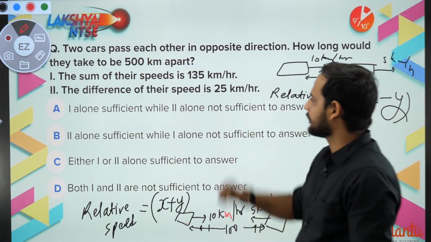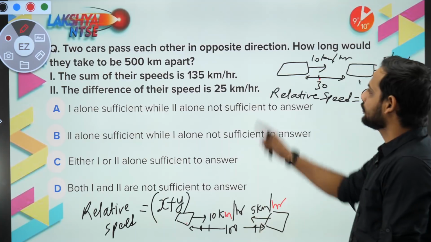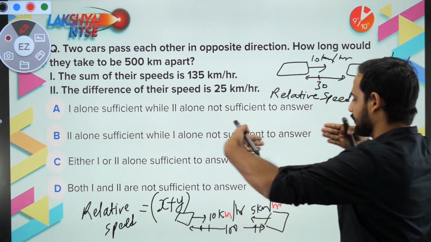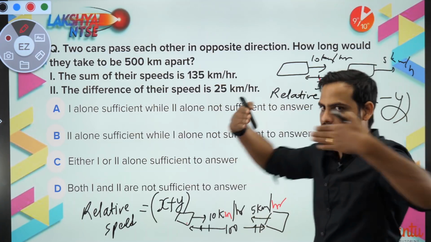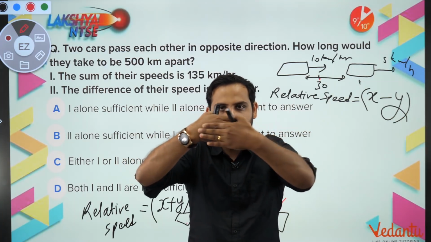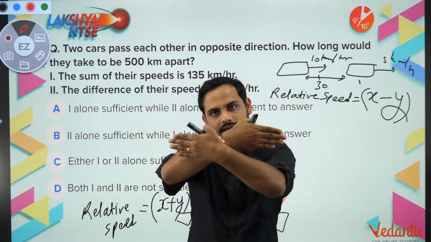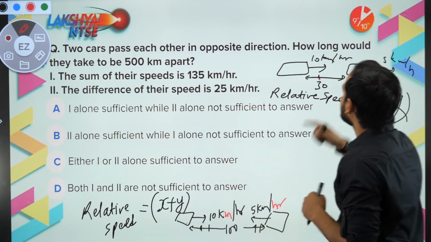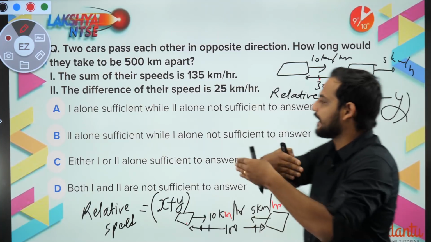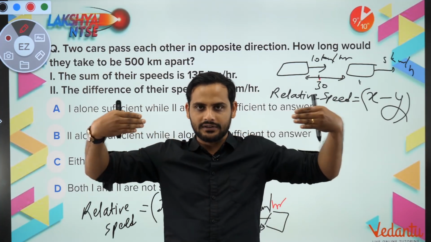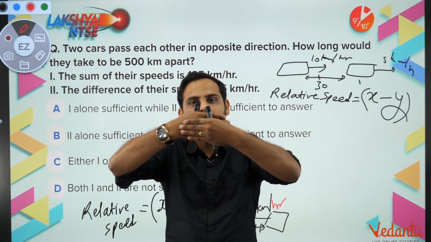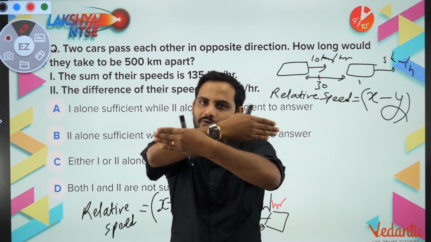Now let us look at this question. The sum of their speeds. Two cars pass each other in opposite directions. The cars were coming like this, they have passed each other, and now again they are moving in the opposite direction only. Now they are asking how long would they take to be 500 kilometers apart. Till now you can see opposite direction, and even after passing each other they are moving in opposite direction.